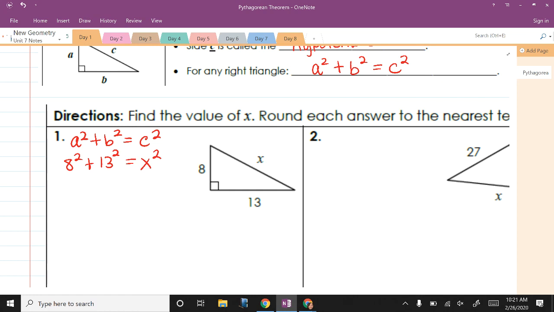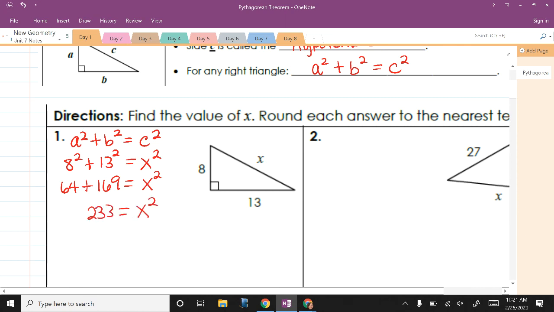So 8 squared is what? 64. Plus what's 13 squared? Equals x squared. Then what do you do to solve for x? Add 64 plus 169. What do you get? 233 equals x squared. Am I finished? No. How do we get the x completely by itself? You get rid of a square. You take the square root of both sides.